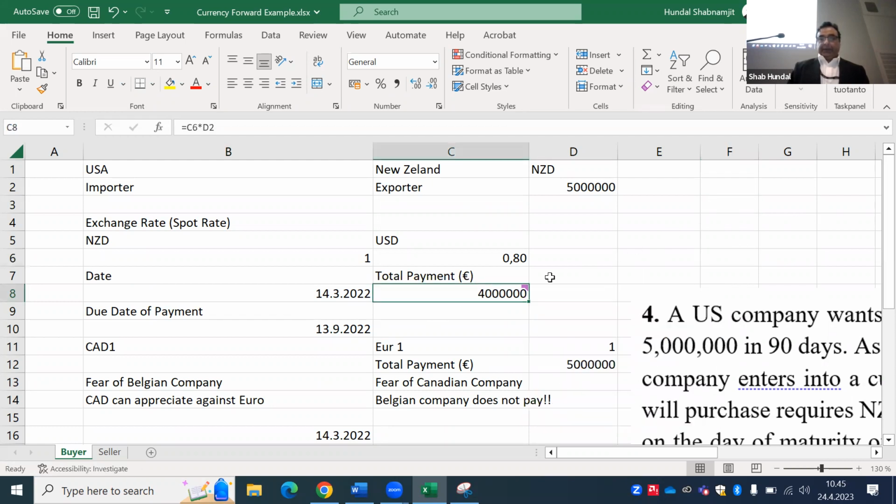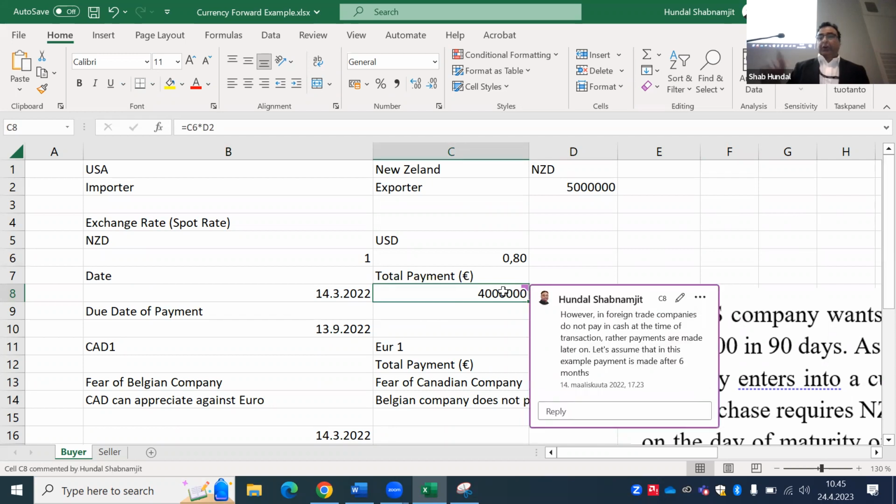I removed the comment because this comment was given. But this comment is okay. However, in the foreign trade, companies do not pay in cash at the time of transaction. The payments are made later on. So this is just a theory, okay?